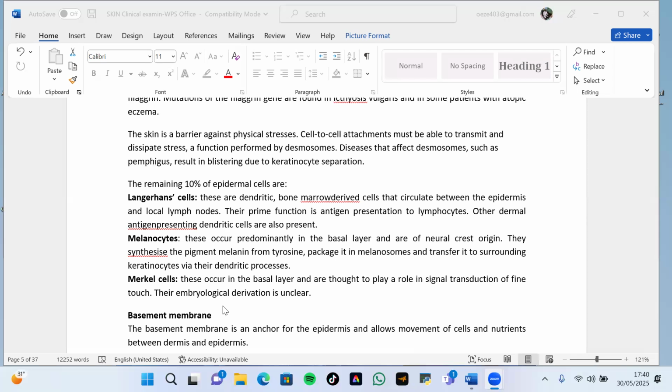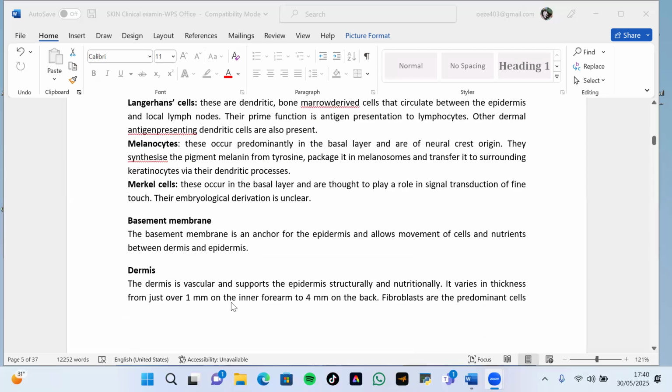Another group of cells you find in the skin, if you look at the diagram of the skin, is the Merkel cells. These cells occur in the basal layer and are thought to play a role in signal transduction when someone is being touched. Then the last part of the epidermis is the basement membrane. The basement membrane is an anchor, that is the layer where the epidermis starts.